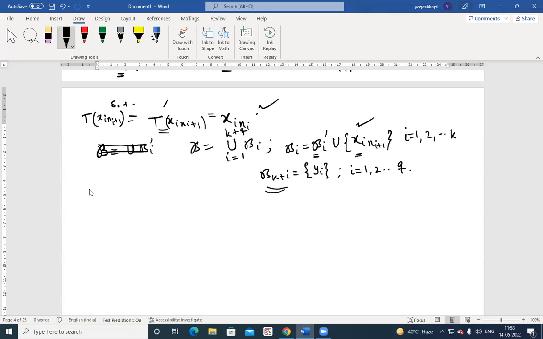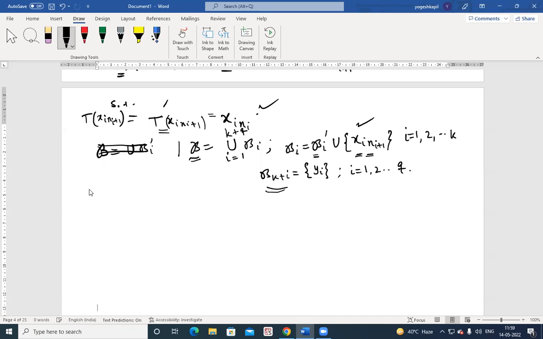Now I just defined my Bi. Sorry, this is not Bi. B. This B is the union of i from 1 to K plus Q Bi's, where Bi's are equal to Bi dashes union this vector, and B K plus i. This is simply containing singleton element, which is Yi for i from 1 to Q. Any doubt up to here?